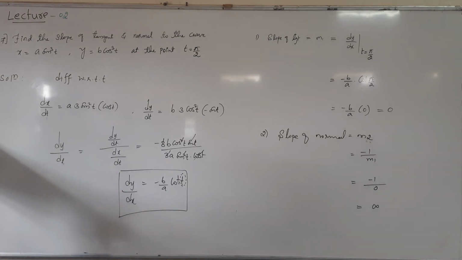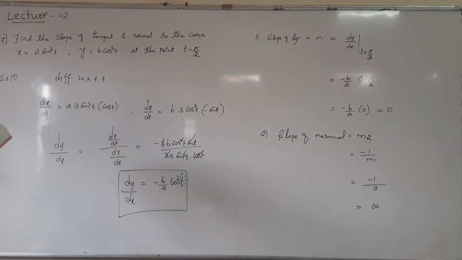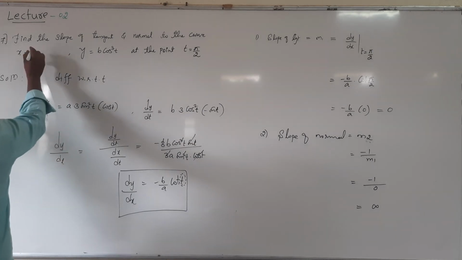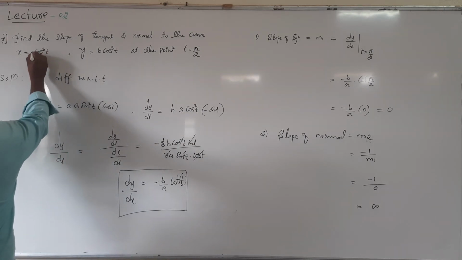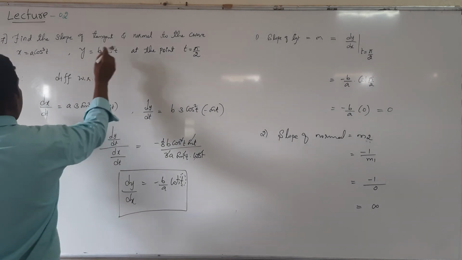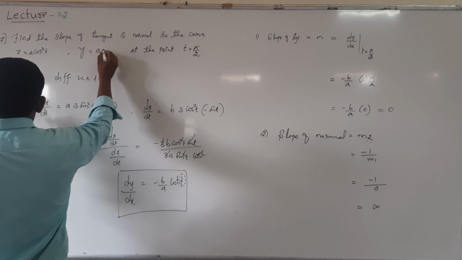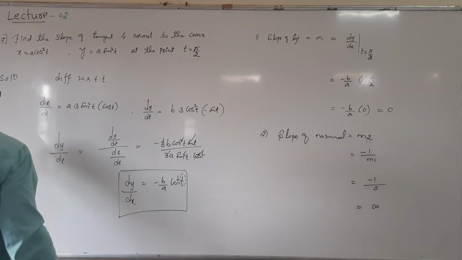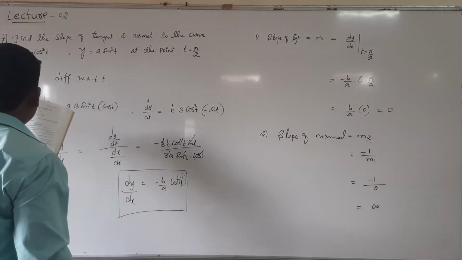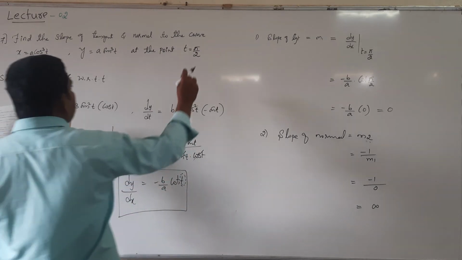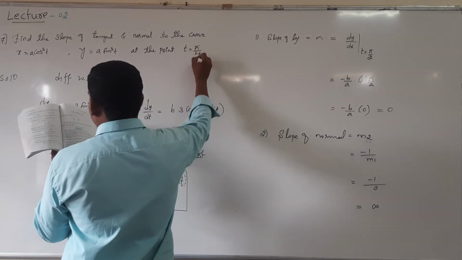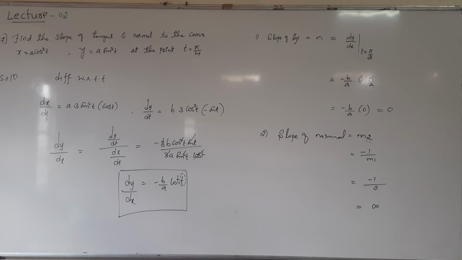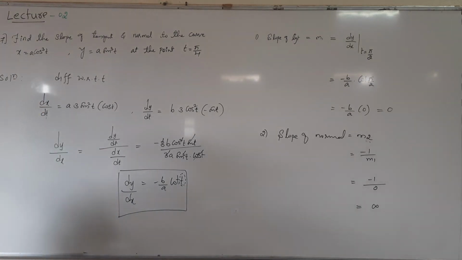Next, find the slope of tangent and normal to the curve x equal to a cos cube t, y is equal to a sin cube t, at the point t equal to pi by 4. Again same procedure only.